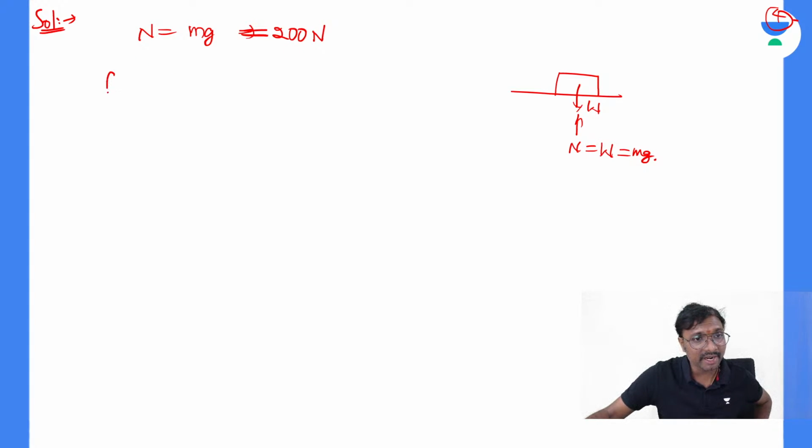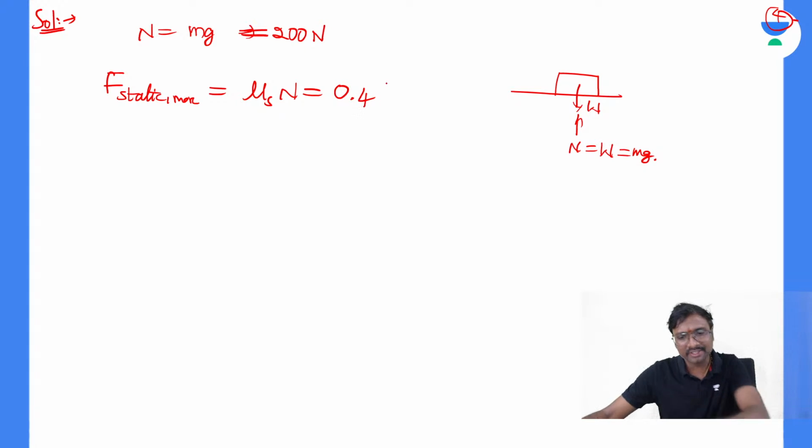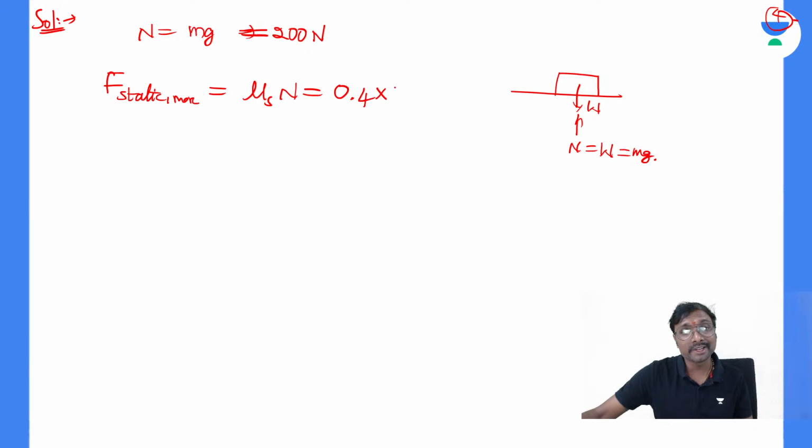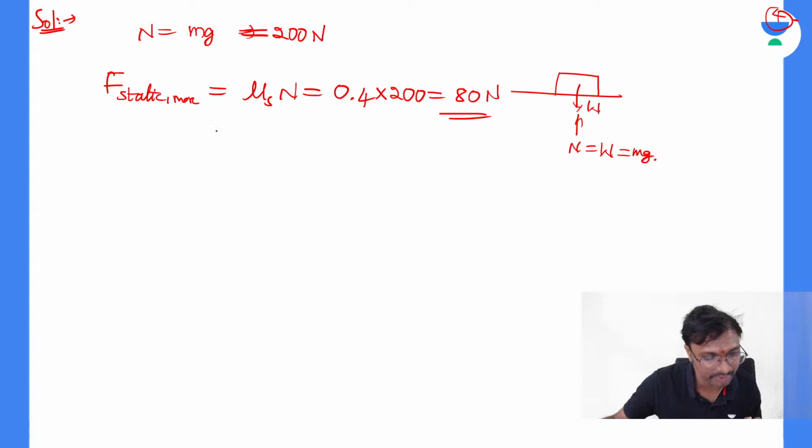And Fs is the static friction, meaning the maximum static friction possible, which is the static coefficient of friction into the normal reaction. The static coefficient of friction given is 0.4, and the kinetic coefficient of friction is 0.2. So 0.4 into 200 comes to 80 newtons. 80 newtons is the maximum static frictional force possible.